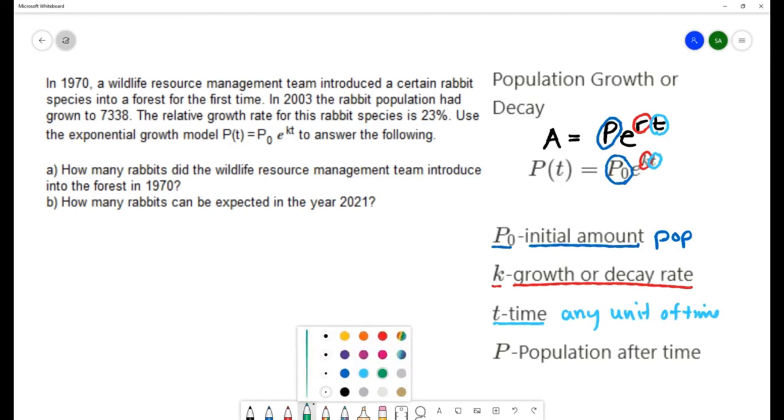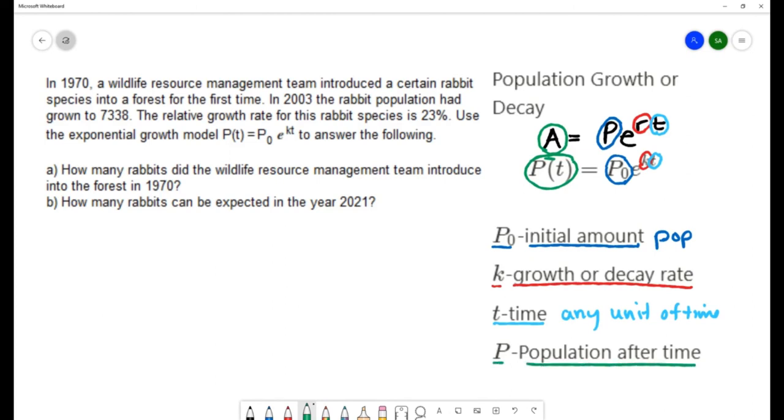The last variable is this one on the other side. We have A. In our continuous compound interest formula, this A represented the accrued amount. That was the principal plus the interest. In this formula, it stands for P, population, and it's going to be the population after that period of time. It's going to include your starting population plus any growth in the population. So it's very similar. P is the population after a period of time.